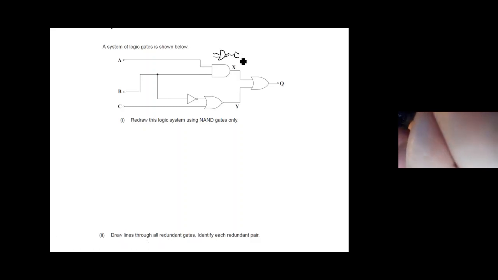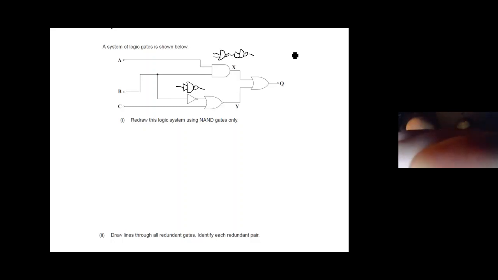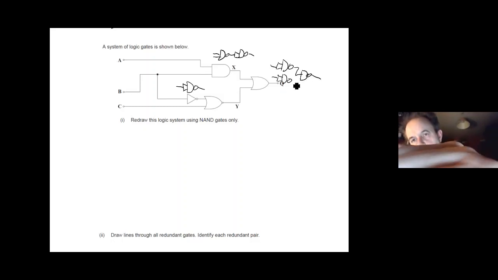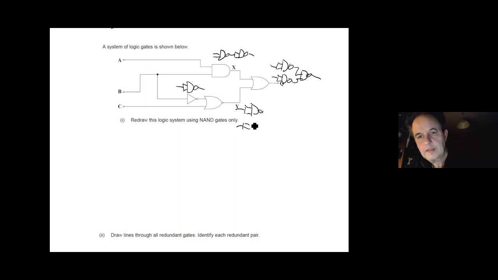I would draw that in to start with. There's the NOT one, the OR one. This is all from memory, just putting the NAND gate equivalents in, and then with the NOR gate in it. So hopefully you can see that if you know these from memory, then it's going to save you a lot of time in an exam.